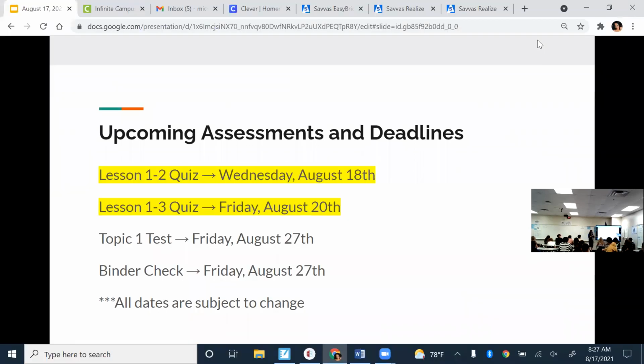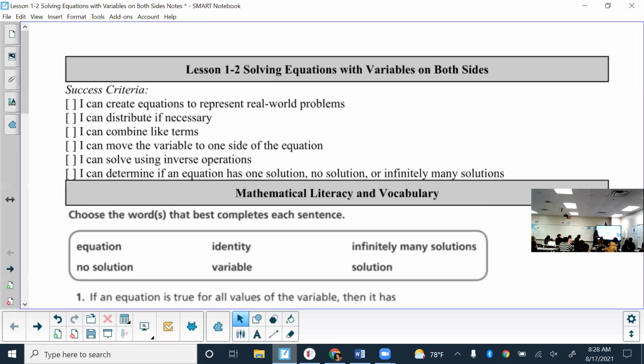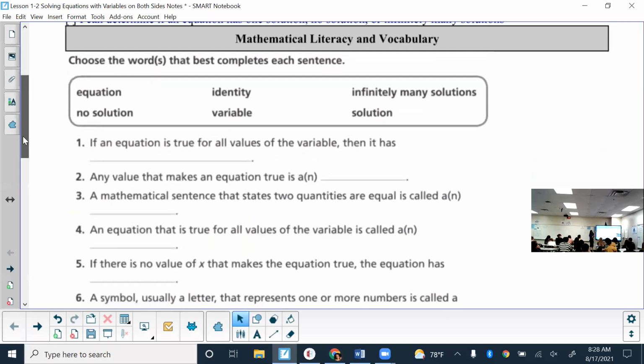So now look at this page. Here's the success criteria again. If you're struggling with any one of these, make sure that you reach out. But we're going to start with some sort of vocabulary activity at the beginning of every lesson. So take a minute on your own and see how many of these you can fill in by yourself. This will start being kind of like a bell work from now on. So go through the list, see if you can match any of them, and we'll go over it in about a minute.